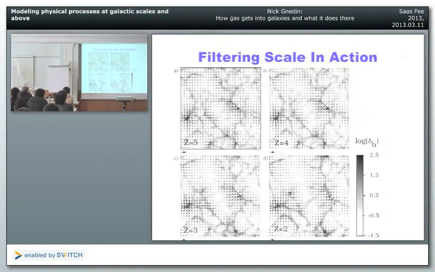So the first thing you notice is of course we have this large curved structure. We have filaments, right?